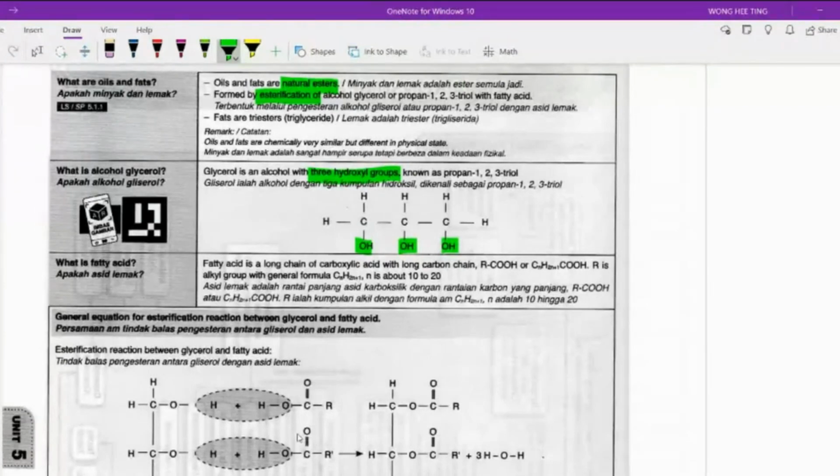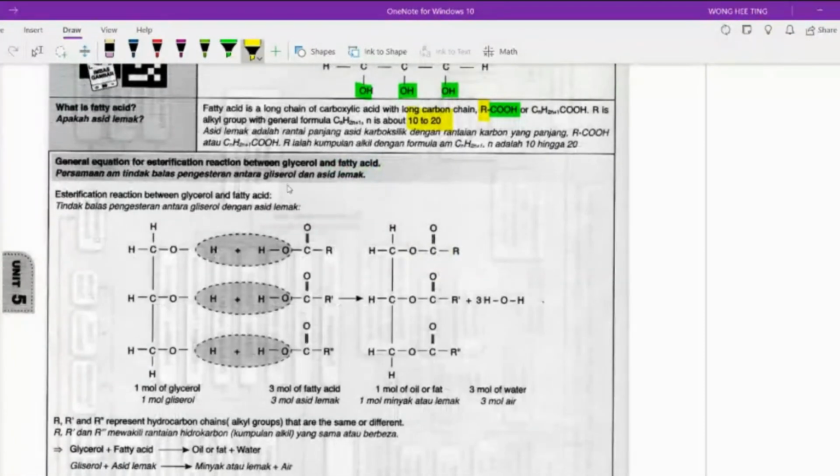Now how about the fatty acids? It's a carboxylic acid with a long carbon chain, RCOOH. We learned this already. This is the carboxyl group. This R is actually a long chain, can be 10 to 20 carbons. Then we look into the general equation for the esterification reaction. In esterification, you focus on the ester. Still remember the ester, COO. This one is called carboxylate. And this one is glycerol.